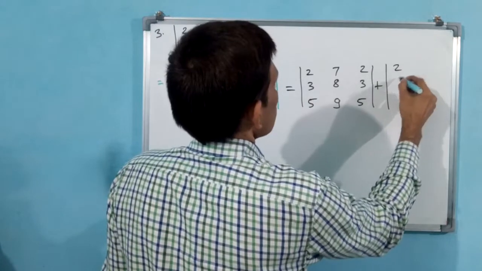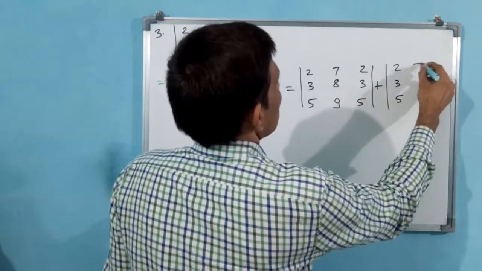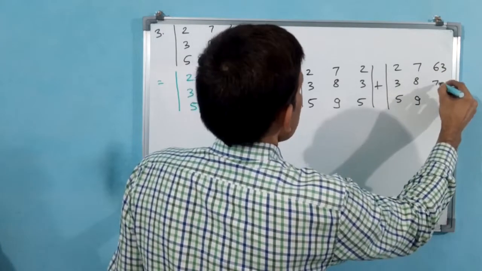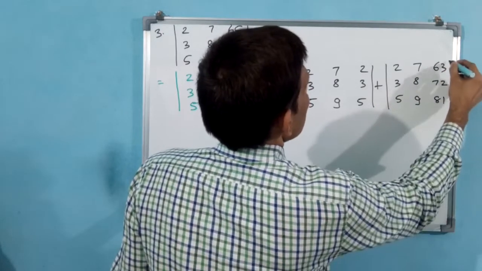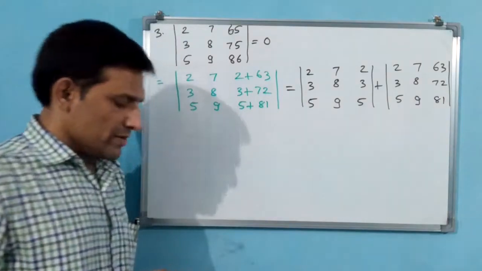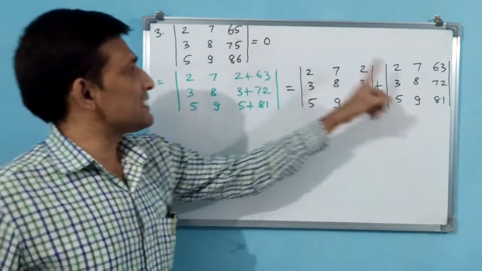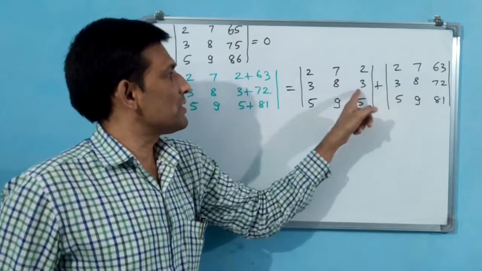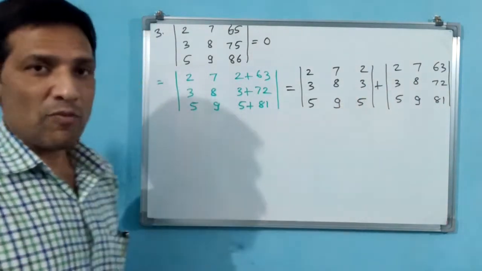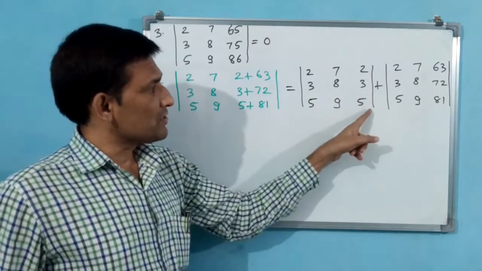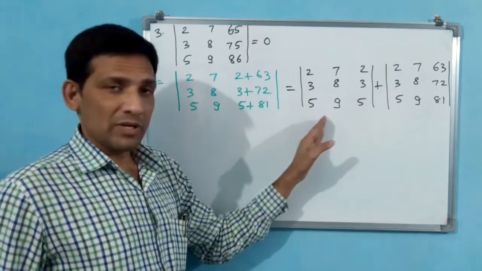Then again the same 2, 3, 5, 7, 8, 9, but this time 63, 72, 81. Is it okay? First you see. Why? Because see, two determinants have become, but rather than 65, 63 plus 2, 72 plus 3, 81 plus 5. Like that we have made two determinants. Now you tell me here C1 and C3 both are equal. Then this is going to become 0.